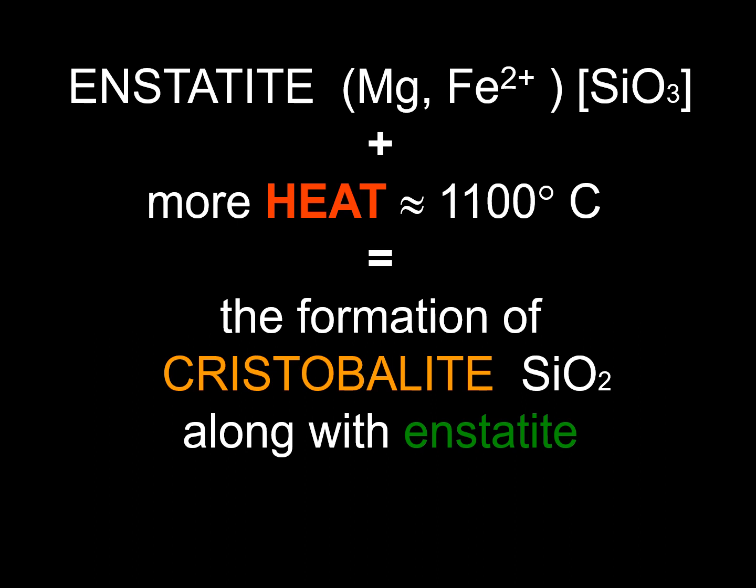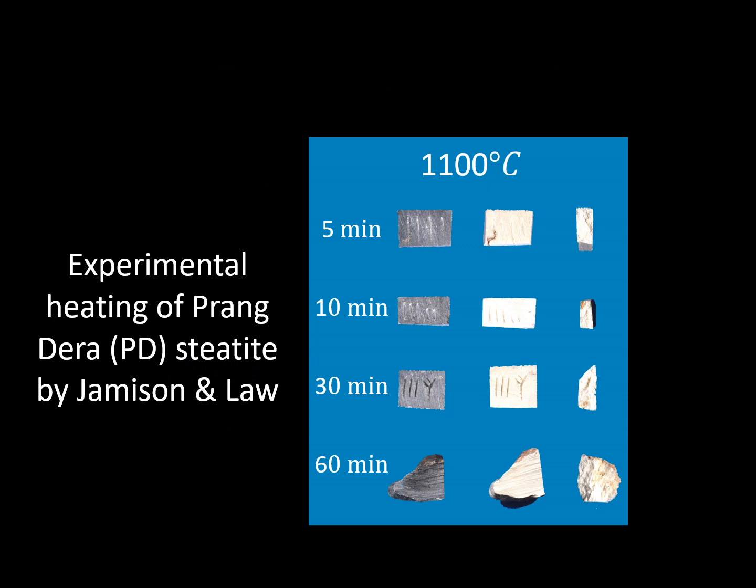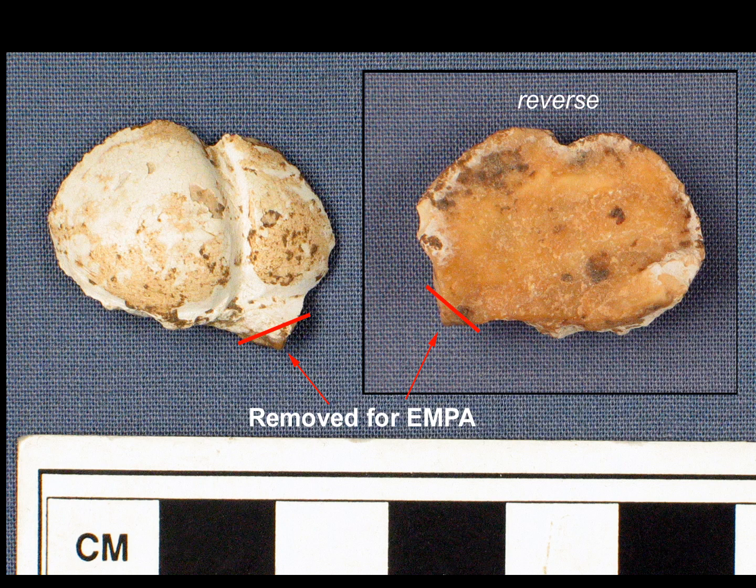Heat it further towards 1100 degrees Celsius, and you get the formation of cristobalite along with enstatite. We know that at these temperatures, it takes only a matter of minutes for an experimentally heated piece of steatite to be fired through and through. This fact and the presence of these high-temperature minerals gives us important clues on the technology behind the manufacture of veneered seal surfaces, like the one found on this seal boss fragment from Harappa.